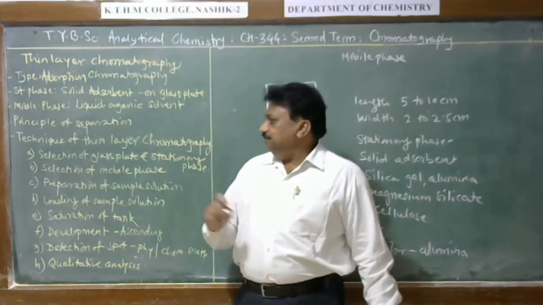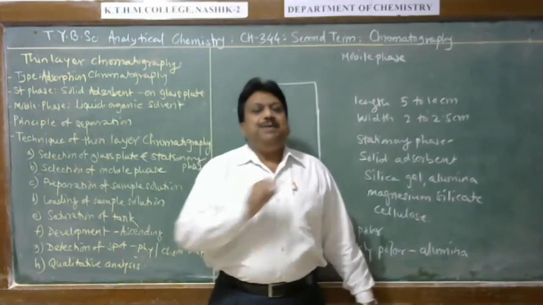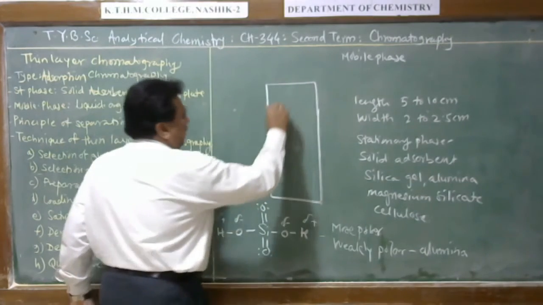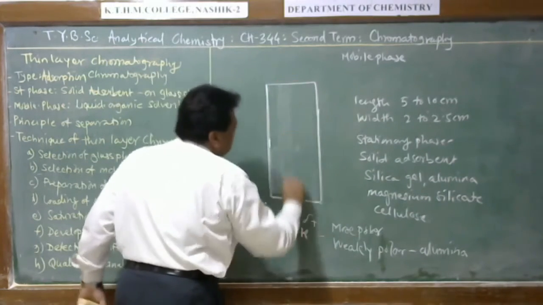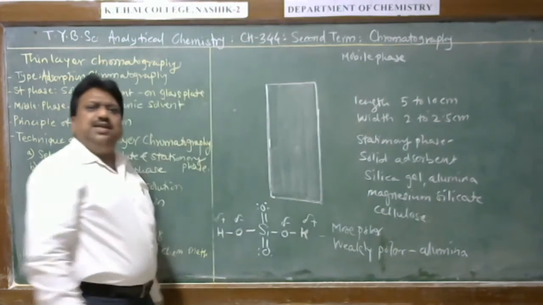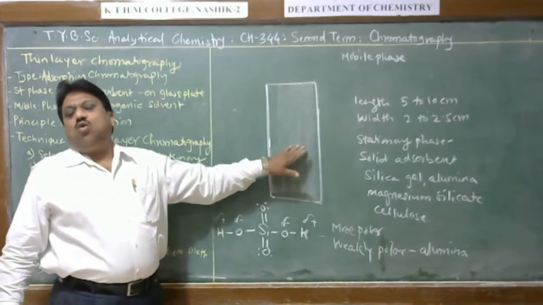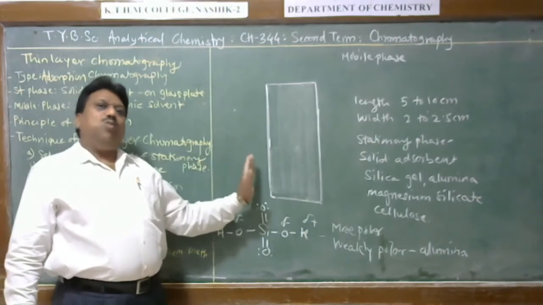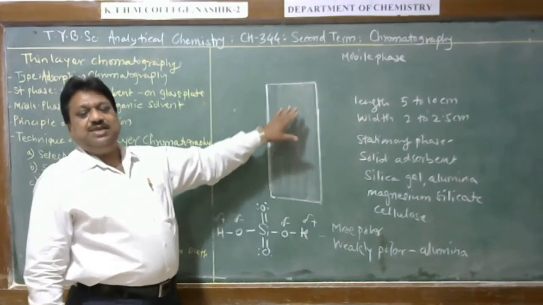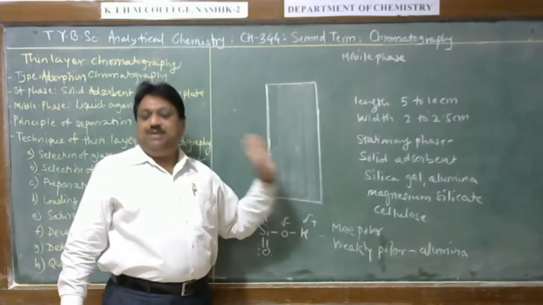Next is preparation of a chromoplate. That is not written here. Chromoplate means that on this glass plate we have to give a thin layer of the adsorbent material, and when a thin layer of adsorbent material is given on this plate, it is called a chromoplate. Now, how is a chromoplate prepared? For preparation or application of the stationary phase on the surface of this glass plate, initially we have to prepare the slurry of this adsorbent material.